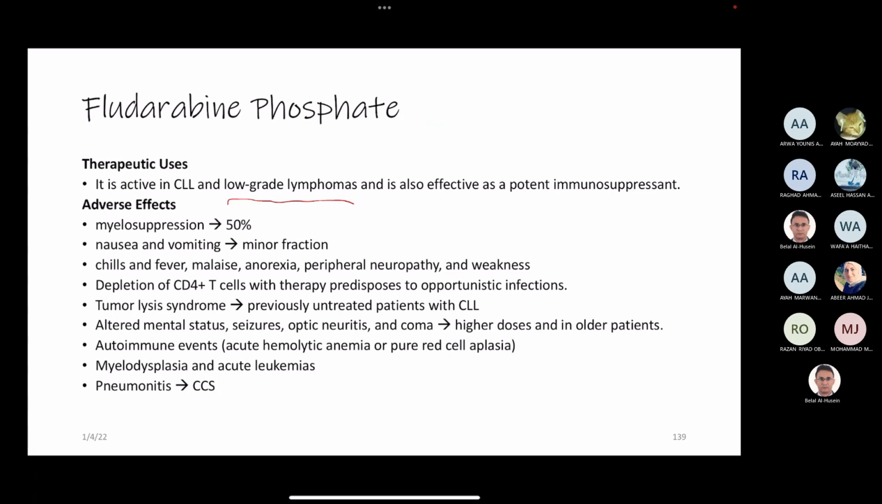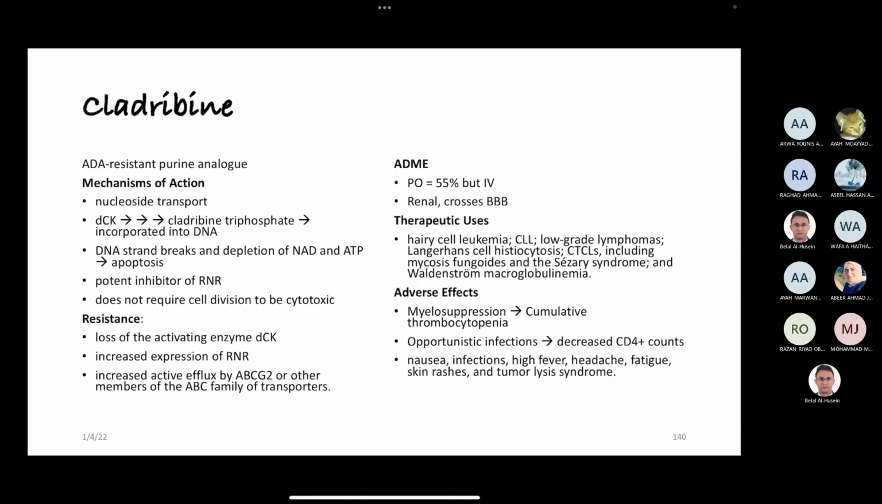في عندنا also tumor breakdown, which we mentioned as tumor lysis syndrome, could happen, and this is specifically for patients who are being treated for the first time if they have CLL. It causes some neurotoxicities also, mild dysplasia, which could progress to acute leukemias, and it could cause pneumonitis, which could be prevented by co-administration of corticosteroids.